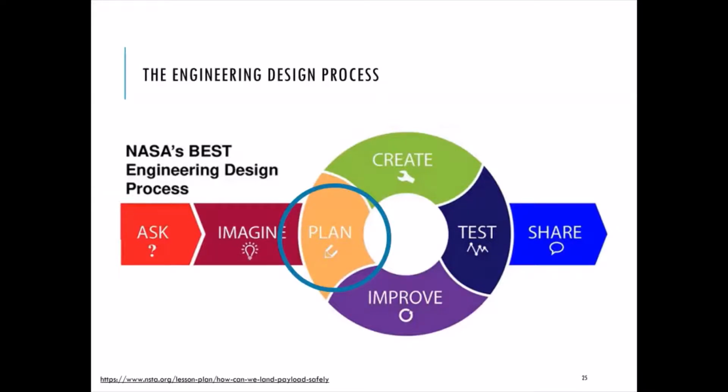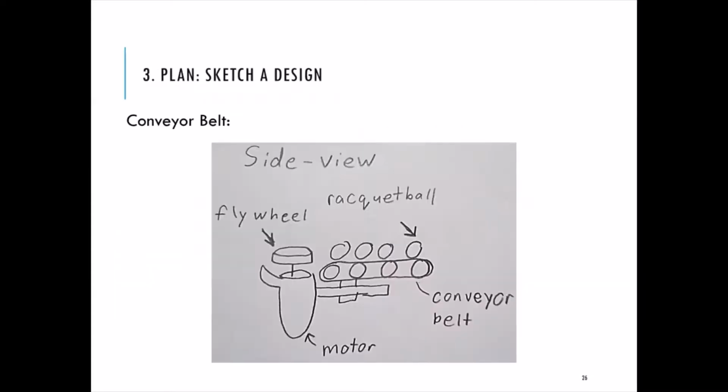All right, so we're done imagining, and now we're moving on to the plan phase. When you're starting to plan, you can start with something as simple as drawing a sketch. For our conveyor belt, we just used this really simple drawing of a conveyor belt. Here's the racquetballs, here's the flywheel, and they're just going to be rolling on in there. Okay, it doesn't have to be something super complicated, at least not when you're first starting.